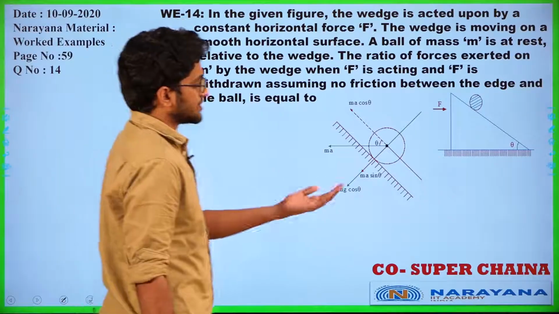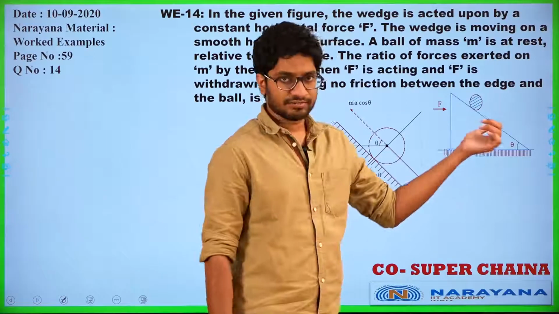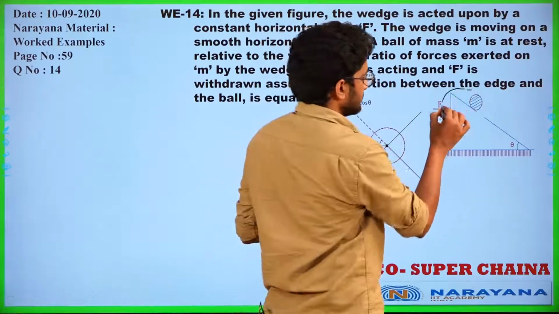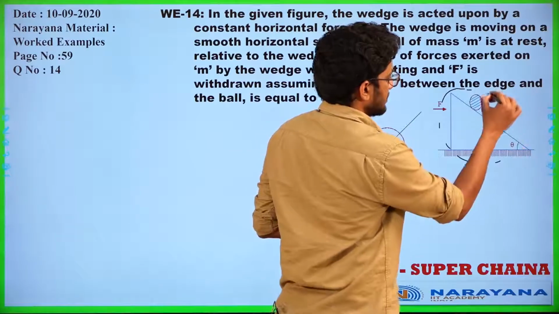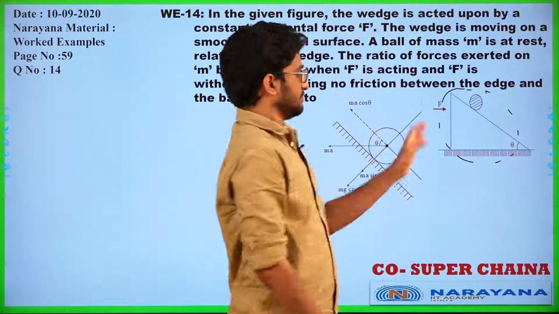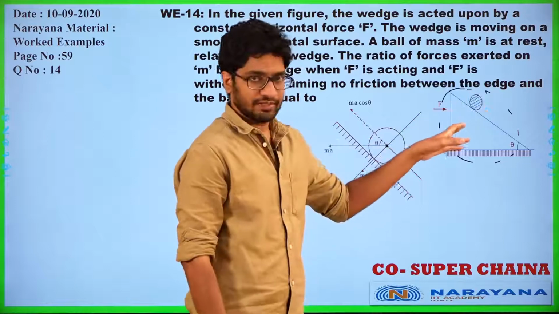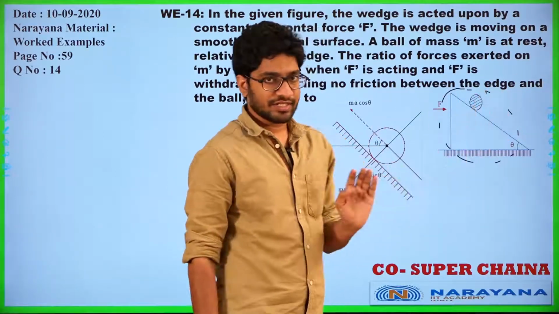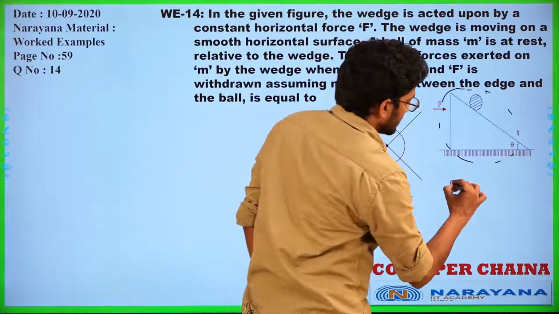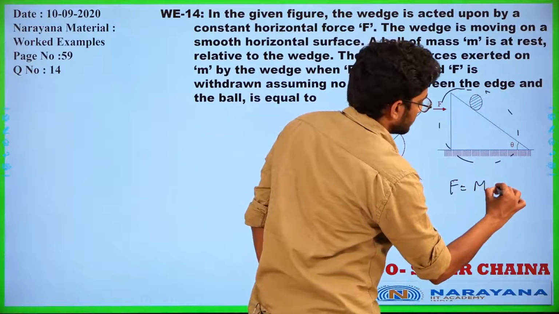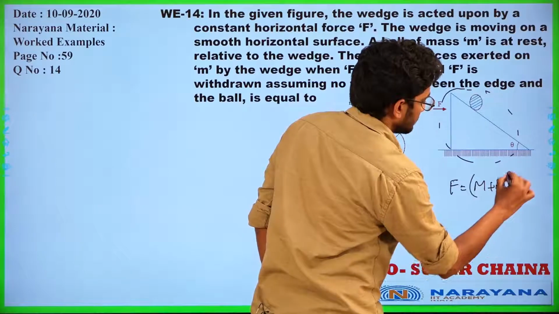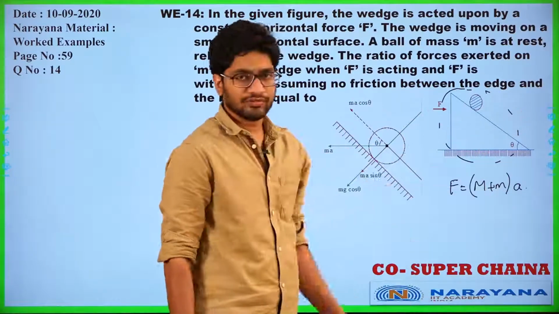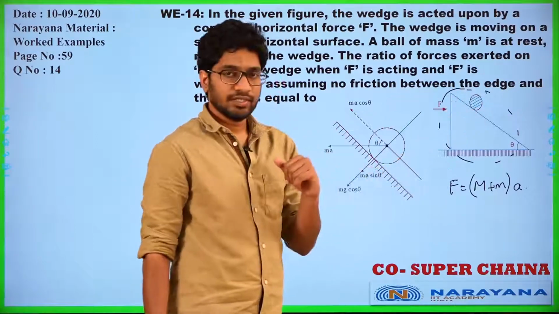So when the force F is acting, it is at rest with respect to the wedge. So we can say again they are moving together. So let's say their common acceleration is A. So I get F equals m plus M into A. The total force applied created an acceleration in both of them, even on the wedge, even on the ball.